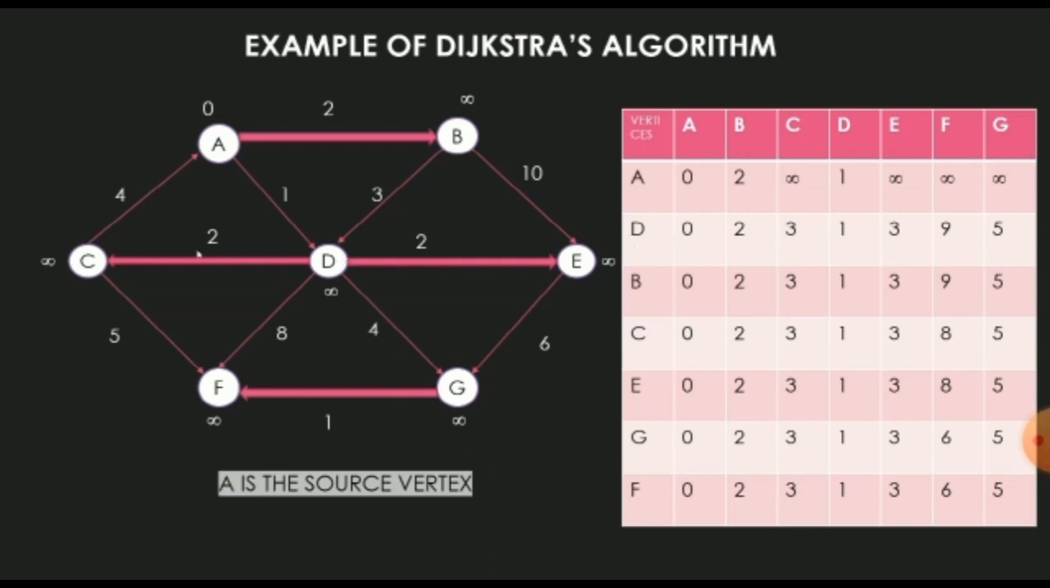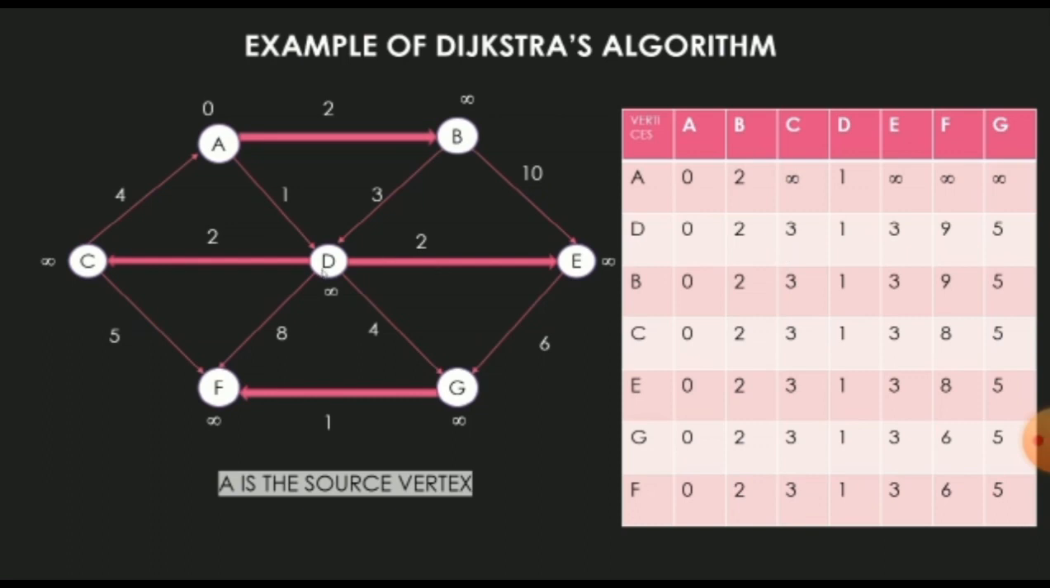From D we have edges to C, F, G and E. As we already know that the weight of D is 1, we add 1 with each and every edge weight to calculate the weight of each vertex. From D, the weight of C is the weight of the edge DC plus the weight of D. That is 1 plus 2, which is 3. The weight of C now becomes 3.